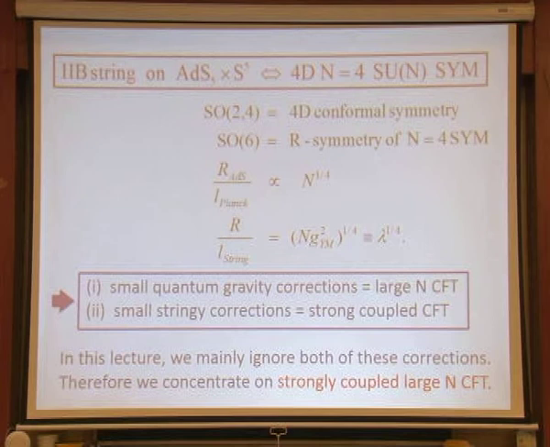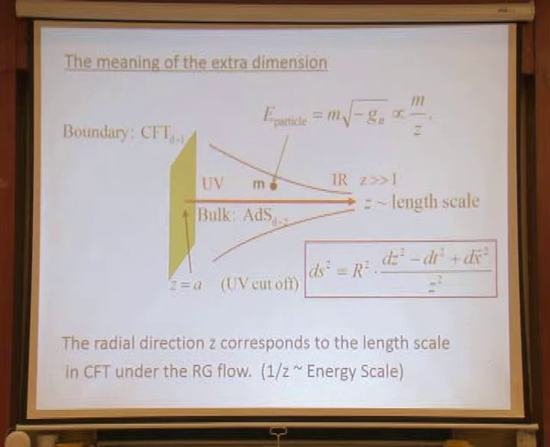This turns out to be related to the 't Hooft coupling lambda to the quarter power. If this coupling constant lambda is very large, then we have a strongly coupled CFT, and in that case this ratio is very big. So again we can neglect the string corrections. This is quite a well-known fact. We are forgetting about these corrections, that means we are taking the large N limit and a strongly coupled limit in this lecture. In AdS/CFT, this is very important in our calculation of entanglement entropy.